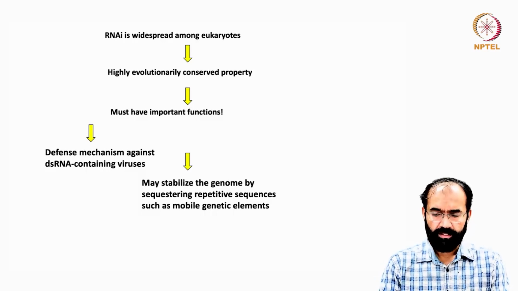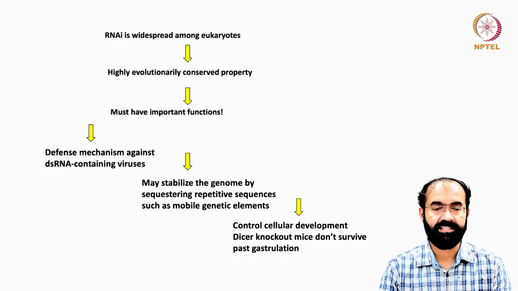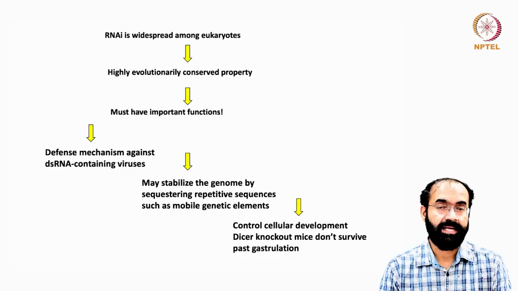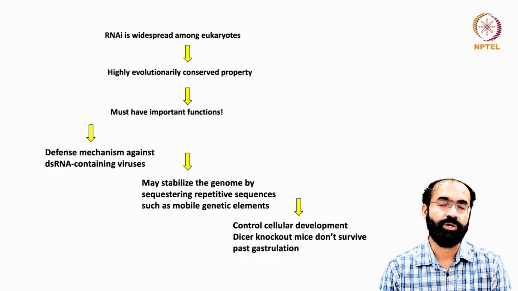So the third function is the normal development, and the Dicer knockout does not cross the gastrulation stage. That itself indicates how important the RNAi mediated gene regulation events are right from the early embryonic development.